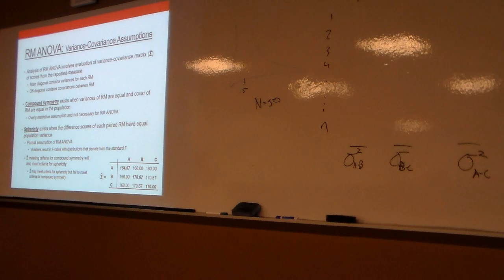Keep seeing the difference between these. If we're talking about compound symmetry, we're saying variances are all identical and that the covariances are all identical. That's compound symmetry. Sphericity just says the variance of the differences between each of our assessment points is roughly equivalent across our design.